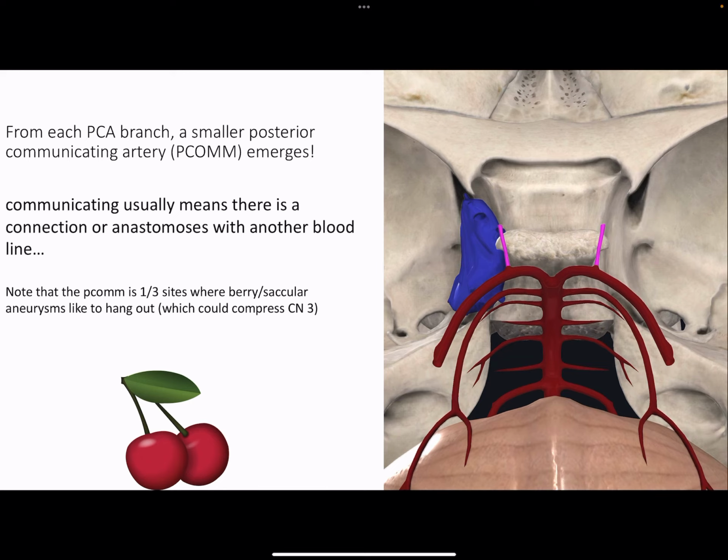If these burst, we get these subarachnoid hemorrhages. At the posterior cerebral artery, this is going to be right around the superior aspect of the pons, the superior aspect of the midbrain. We know that cranial nerve 3 is hanging out. So, in other words, if you have a berry aneurysm of the PCOM, it could damage cranial nerve 3, and you'll have this down and out pupil, probably with constricted pupils, down and out eye with constricted pupils.